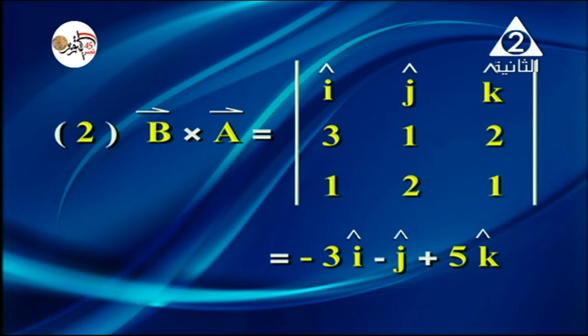Therefore, the answer is negative 3i vector, negative j vector, plus 5k vector. What do you deduce? Excellent, student. A vector cross B vector equals negative B vector cross A vector.